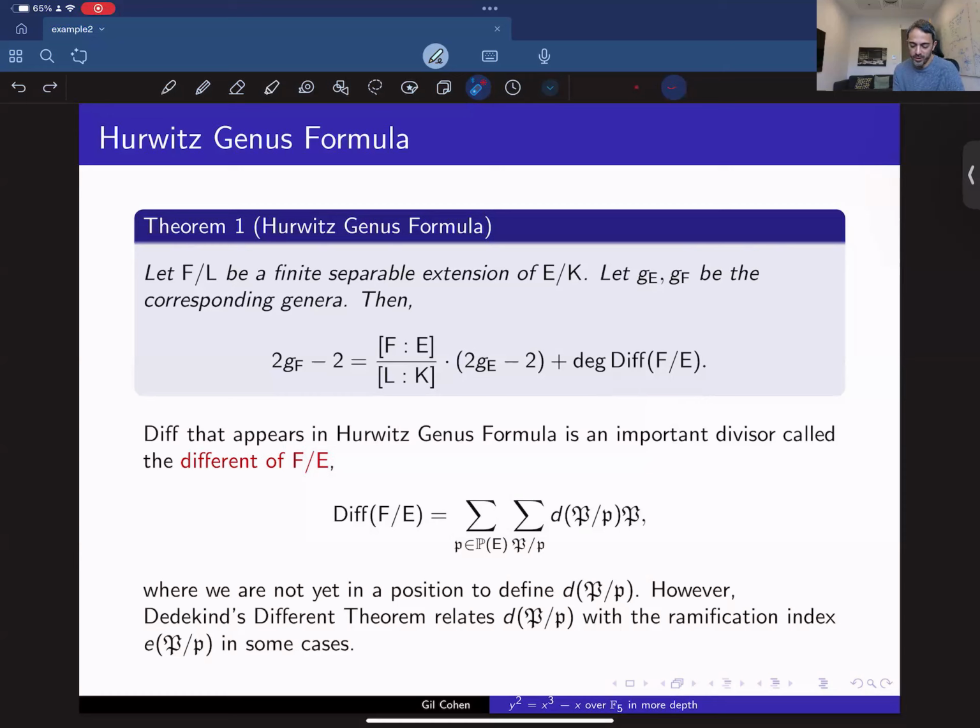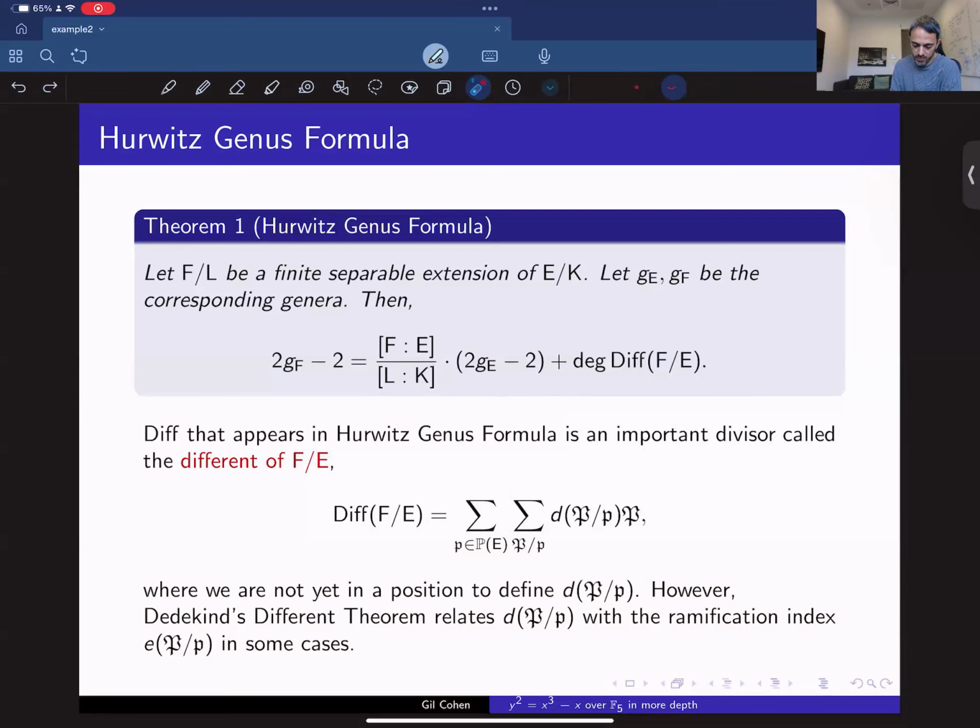Now, all the magic appears here, because assuming that you know g_E, and you do by recursion or something, you already know the previous one. And of course, you know the index [F:E], and usually K is L. So really the question is, what is the degree of this different? Now, I can't even define the different yet because it requires some work.